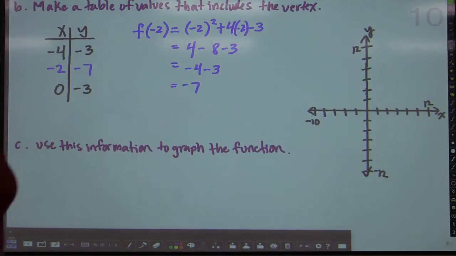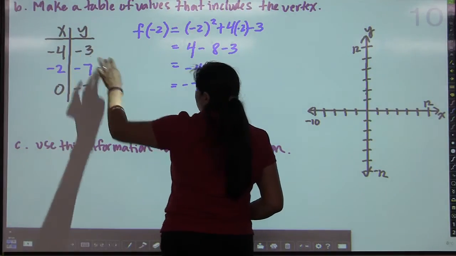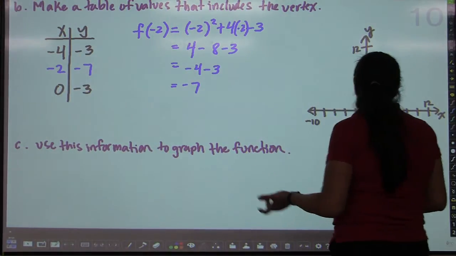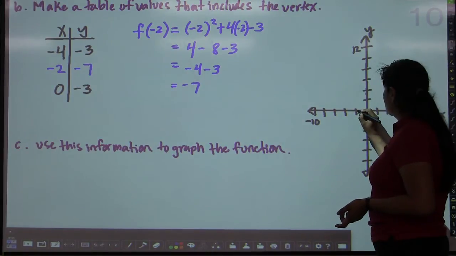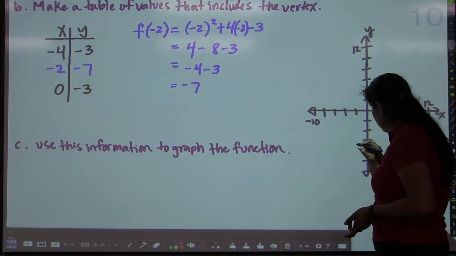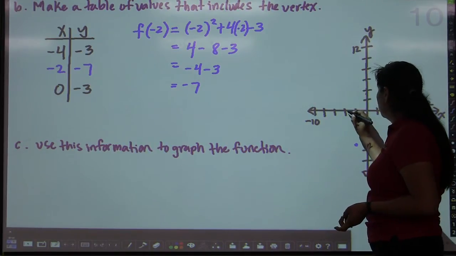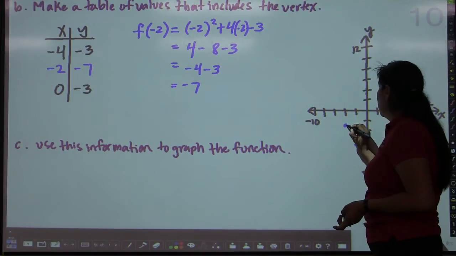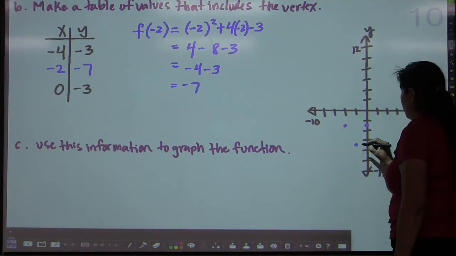And if you want, you can even test that when you plug in -4, you will in fact get -3. But we're going to use that to graph. So we have the -2, and then -7 is going to be 2, 4, 6. So -7 is right in the middle here. And then we're going to do -4, -3. So -4, -3 right about here, and 0, -3. So you'll see that that's symmetry happening there.